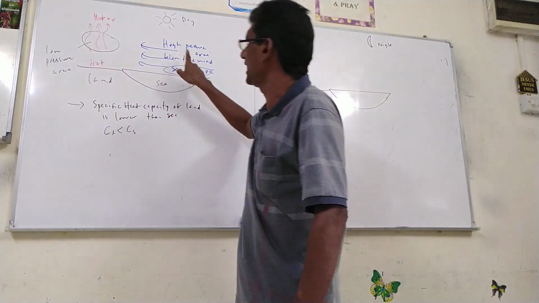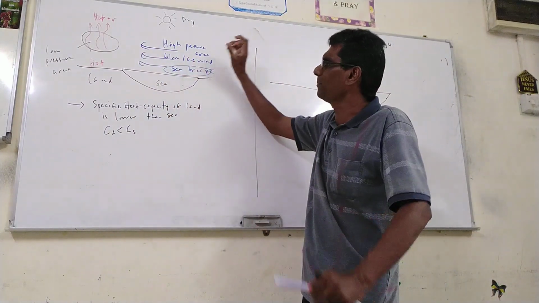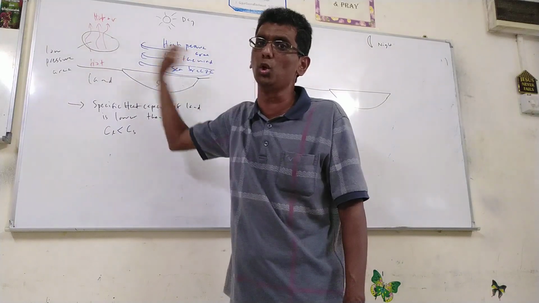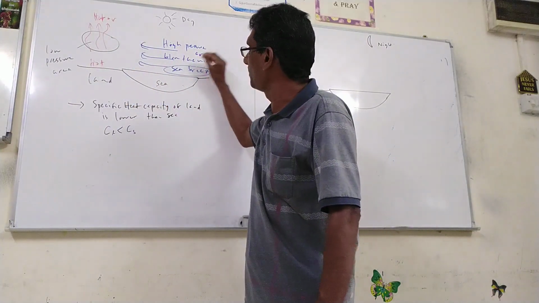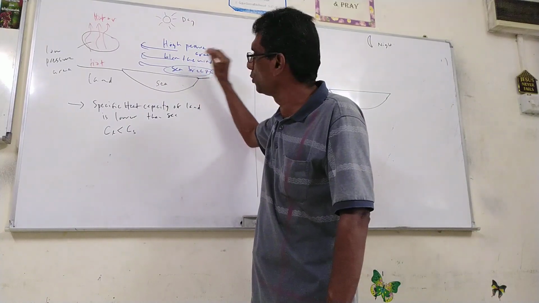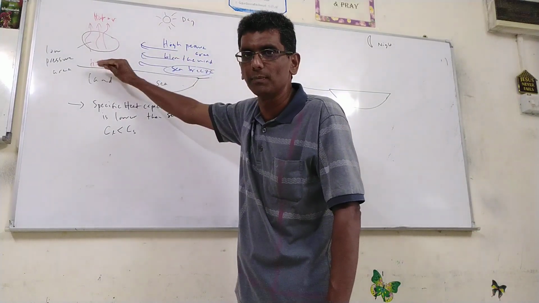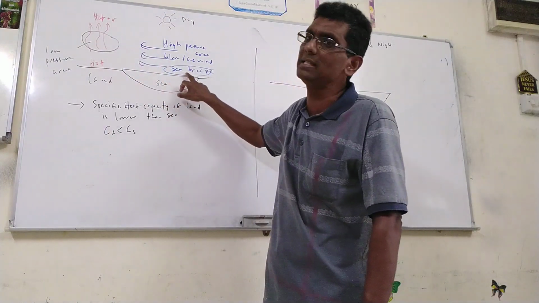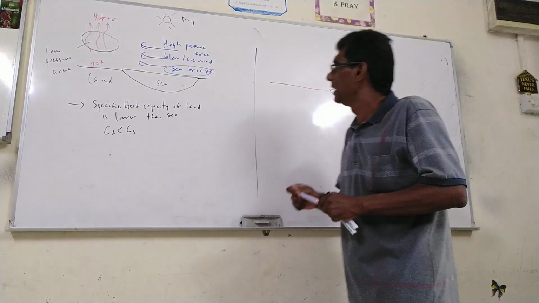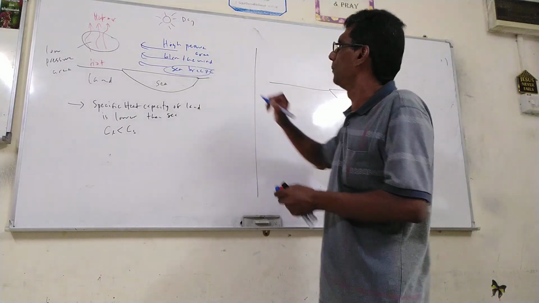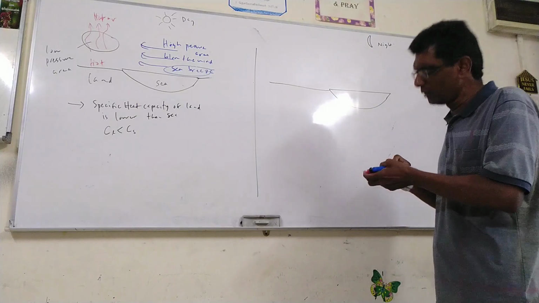This is a high pressure area in the sea. So the high pressure area blows the wind, or blows the air, towards the low pressure area. That means the sea breeze. Now this is called sea breeze. Okay. Now land breeze. How is land breeze?